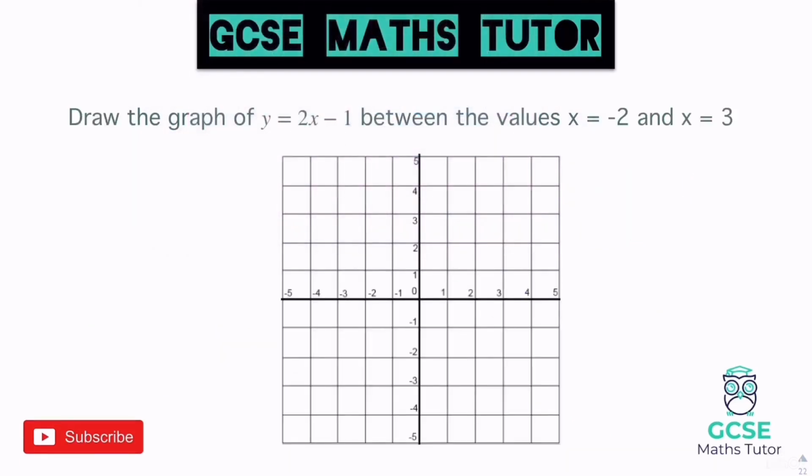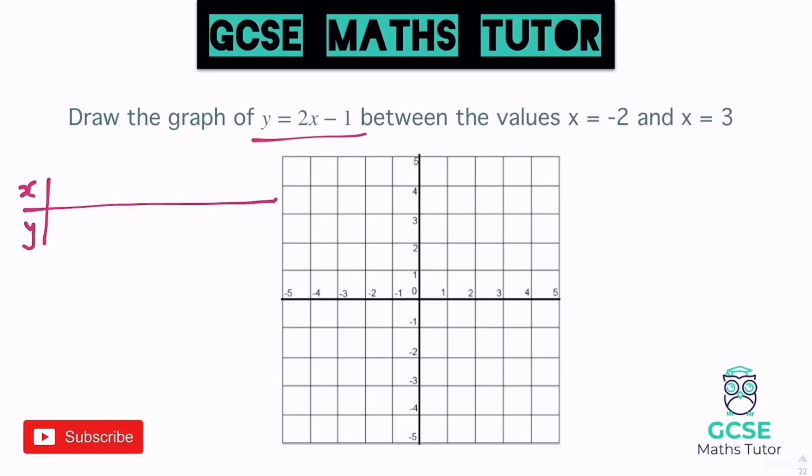Okay, so draw the graph of y equals 2x minus 1 between the values of x equals minus 2 and x equals 3. Now there's two ways of doing this. Again, we could make a nice little table, and we've got x values and we've got y values. Remembering this equation just means to find the y coordinate, you do 2 times the x coordinate or double the x coordinate and take away 1.